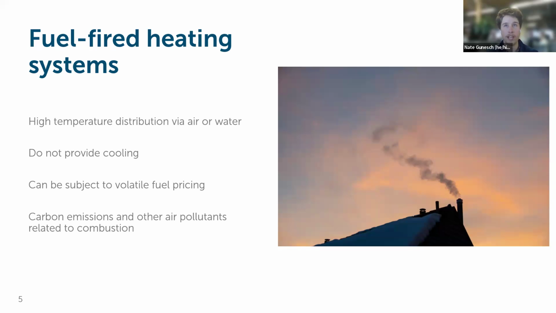I just want to reiterate that top bullet point because it's going to be relevant throughout this conversation: fuel-fired heating systems distribute heat throughout the house at quite high temperatures, whether that's through air, through water, or through being a point source emitter like a wood stove. Another way of putting it is that furnaces distribute hot air throughout the house. Boilers distribute hot water throughout the house. Both of those are distributed heating systems. And then wood stoves or space heaters are point source emitters. They're burning fuel in a particular place to provide heat to that place. Wood stoves, really.